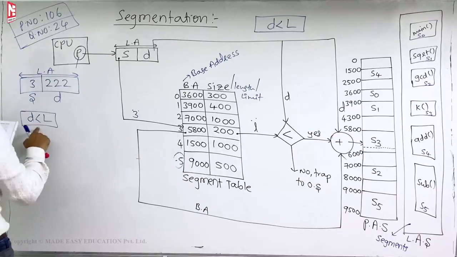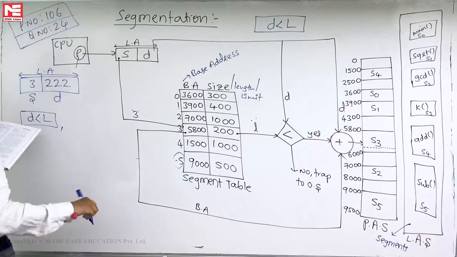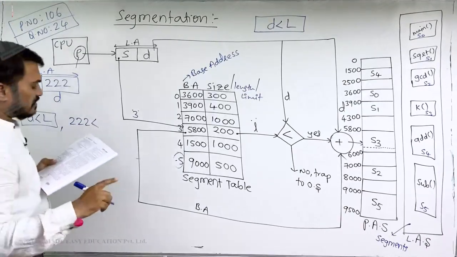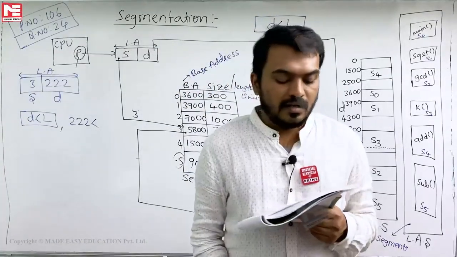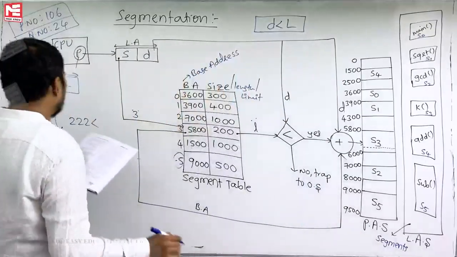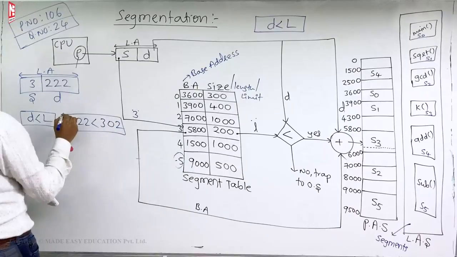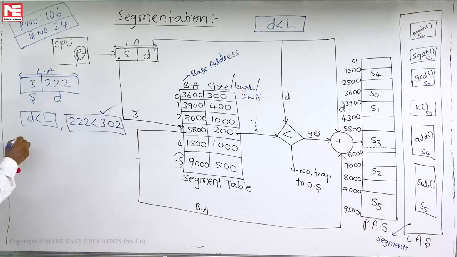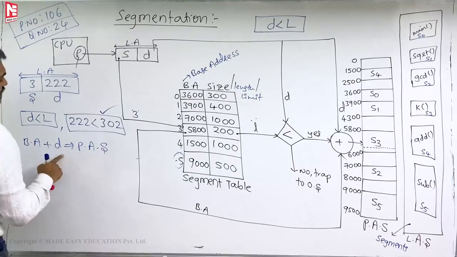Look at the value of D: D should be less than L. What is the D value? 222. And what is the L value, the length of segment number 3 given in the table? 302. So 222 is less than 302. Is the condition followed here? Yes, the condition is followed. If the condition is followed, then base address is added with the offset value and you go to the corresponding location in the PAS.